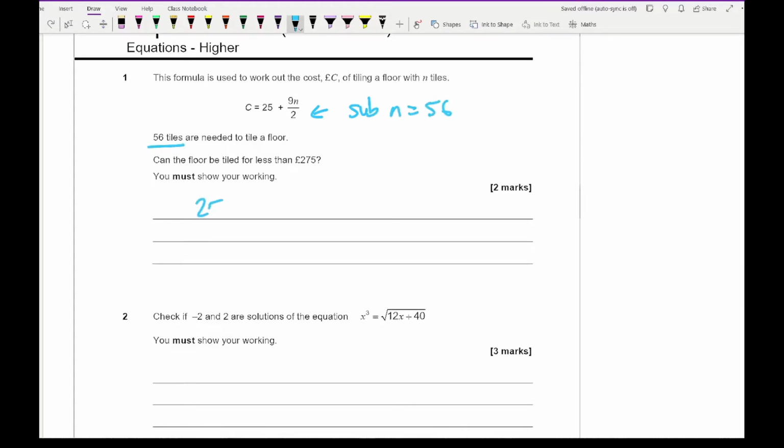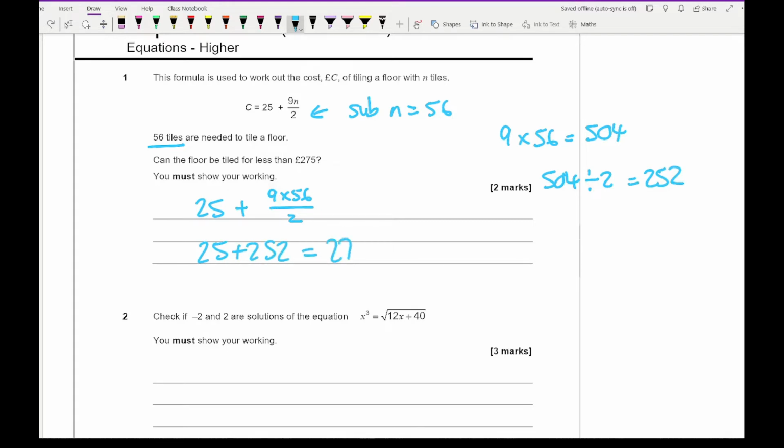So here I've got 25 plus 9 times 56 all divided by 2. It doesn't really mention whether this is a calculator paper or a non-calculator, but if we did 9 times 56 you should have an answer of 504, and then 504 divided by 2 gives 252. All we then need to do is 25 plus 252, which equals 277. So can the floor be tiled for less than 275? The answer is no, it cannot.